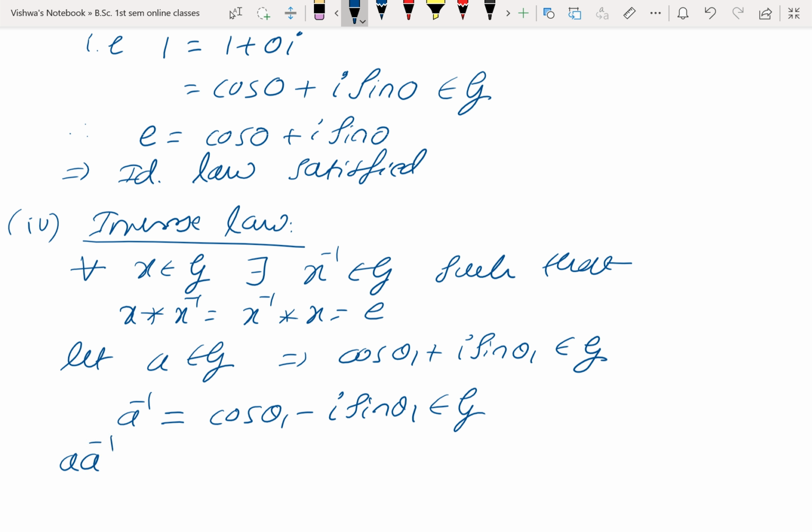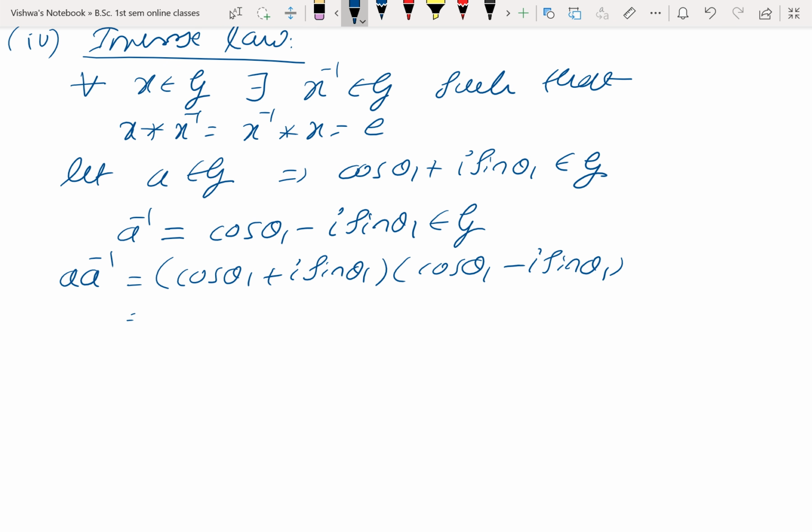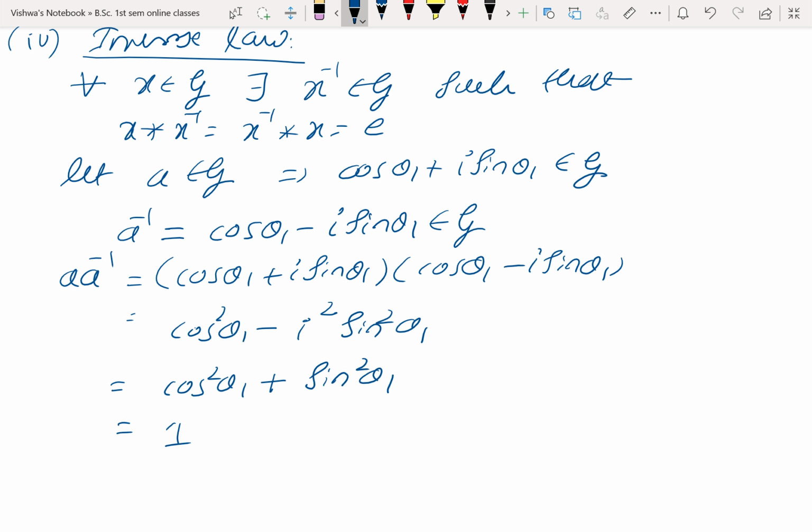Let us consider A into A inverse. A is equal to cos theta 1 plus i sine theta 1, and here cos theta 1 minus i sine theta 1. If the product is equal to 1, then we can say that cos theta 1 minus i sine theta 1 is the inverse of cos theta plus i sine theta. So here it is of the form (a plus b) into (a minus b), which is equal to a square minus b square. a square is cos square theta 1, minus b square is i square into sine square theta 1, which is equal to cos square theta 1, i square is minus 1, minus into minus becomes plus, sine square theta 1. By using the trigonometric identity, we can write this as equal to 1. So therefore we can say that A into A inverse equals 1.